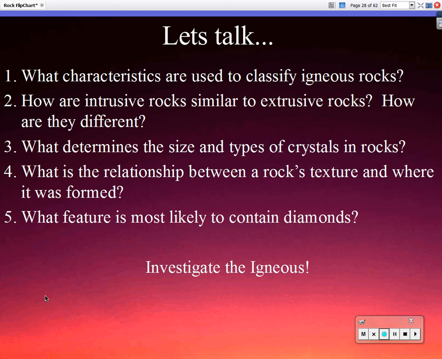Okay, the first one. What characteristics are used to classify igneous rocks? Number 2, how are intrusive rocks similar to extrusive rocks, and how are they different? Number 3, what determines the size and types of crystals in rocks? Number 4, what is the relationship between a rock's texture and where it was formed? And number 5, what feature is most likely to contain diamonds?